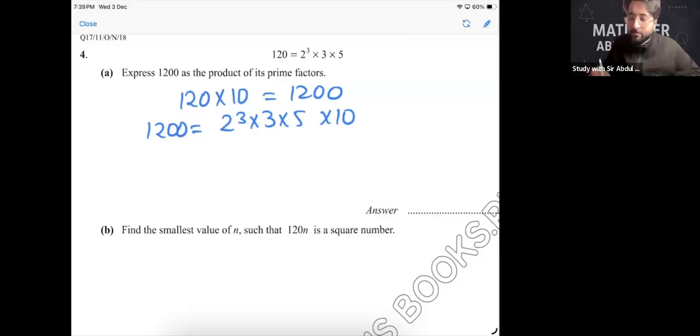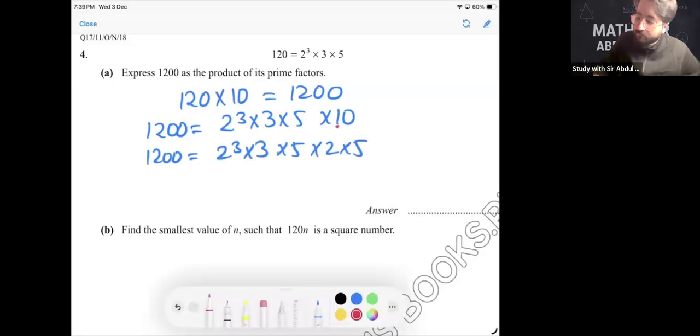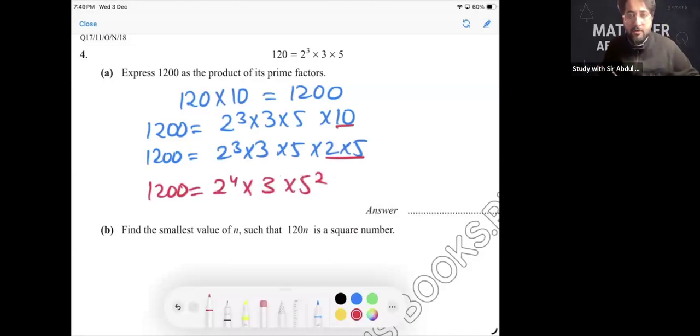Can I change 10 into 2 times 5? Because 10 is not a prime number. So can I write 1200 as 2 cube times 3 times 5, and in place of 10, can I write 2 and 5? Yes. Okay. So can I write that 1200 is equal to 2 power 4 times 3 times 5 square? Can I write like that or not? Yes or no? Yes. So the prime factorization of 1200 is 2 power 4 times 3 times 5 square.